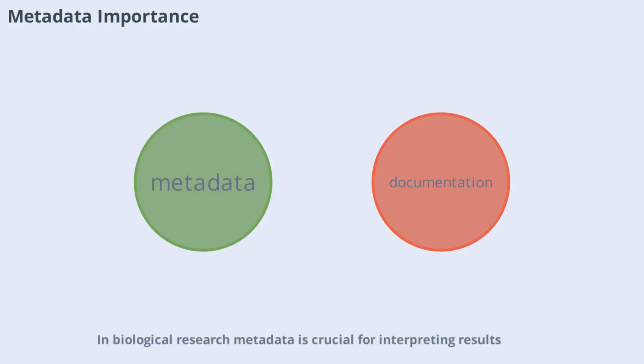In biological research, metadata is crucial for interpreting results, sharing data, and ensuring reproducibility. Without proper metadata, valuable information can be lost or misunderstood. Researchers are encouraged to document metadata alongside their primary data, using standardized formats when possible.